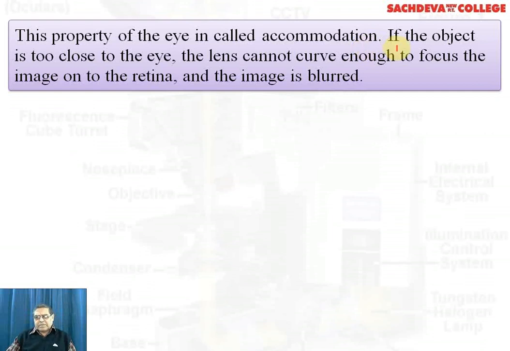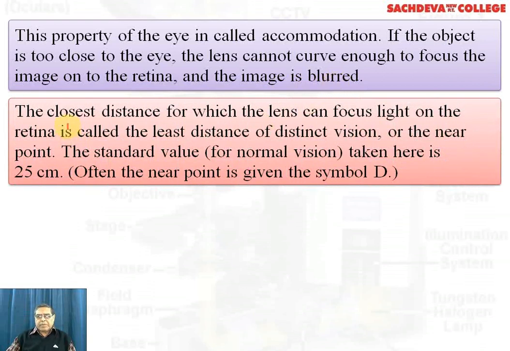Now we come to the next point. If the object is too close to the eye, the lens cannot curve enough to focus the image on the retina, and the image will become blurred. So we are not in a position to see that blurred image. The closest distance for which the lens can focus light on the retina is called the least distance of distinct vision. Just now I have explained that the least distance of distinct vision is 25 centimeters, or the near point. The standard value for normal vision taken here is 25 centimeters. Often the near point is given the symbol D. So D stands for the least distance of distinct vision, and its numerical value is 25 centimeters. If the object is about 25 centimeters away from the eye, we are in a position to see it very clearly.